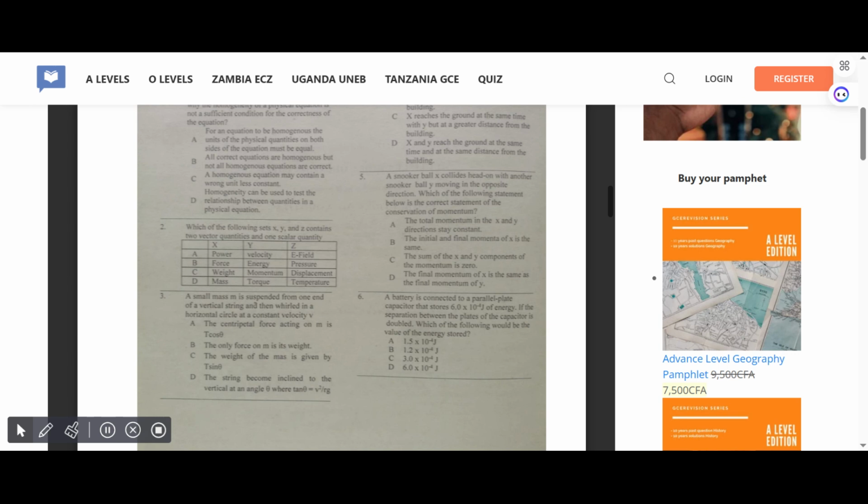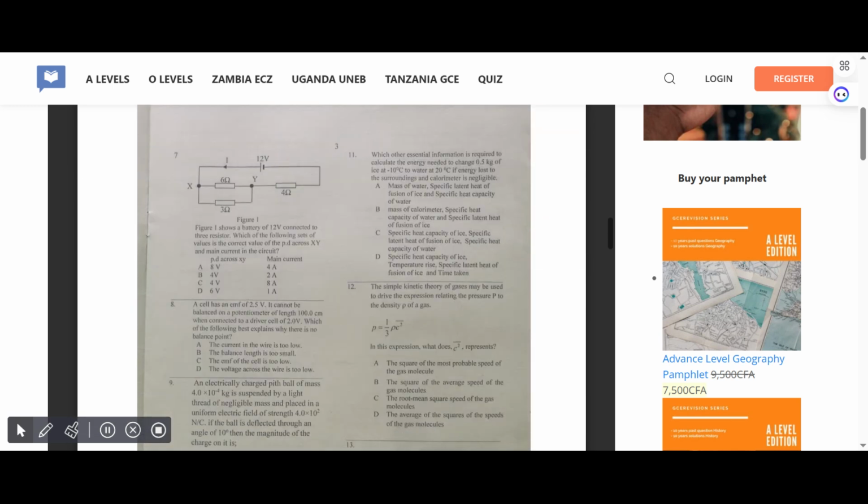Question 6. A battery is connected to a parallel plate capacitor that stores 6.0 × 10^-4 J of energy. If the separation between the plates of the capacitor is doubled, which of the following would be the value of the energy stored? The correct answer for 6 is C, which is 3.0 × 10^-4 J.